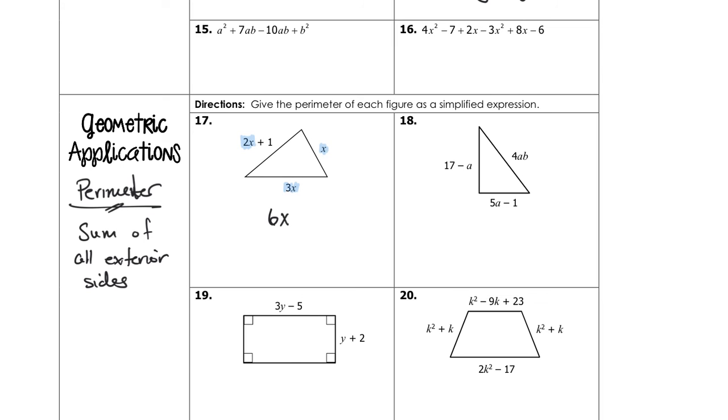Just don't forget, if you're doing it from within the shape, don't forget this lone constant here, which is a plus 1. And then this problem's done. So there's my final answer for this problem. It's 6x plus 1. And that's how you do the geometric problems where it says find a perimeter.